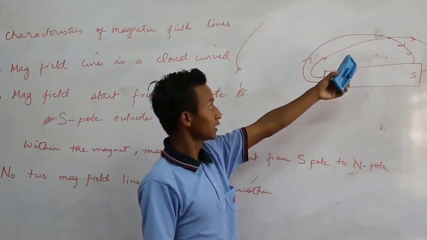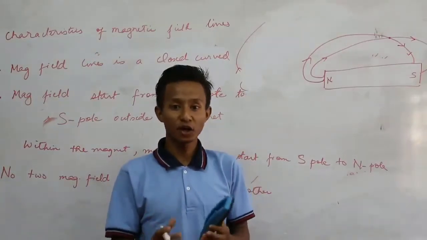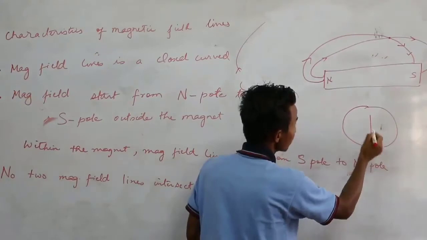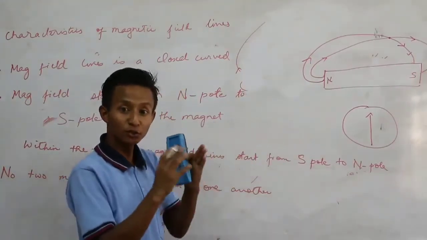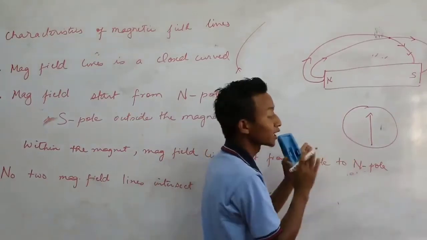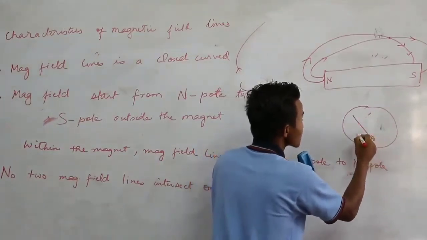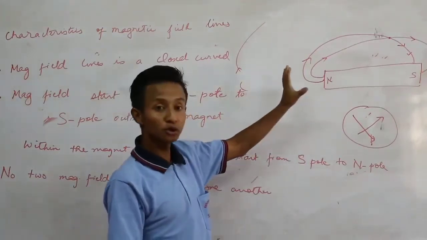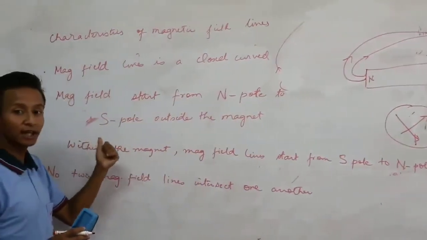Is that possible? Let me give you one example. Suppose you are the captain of a ship in the middle of the sea, and you have with you a magnetic compass. This is the north, or this is the south, and this is the north. Will you expect that this magnetic needle will break into two and give you two directions? Is that possible? No, right? So we can conclude here that no two field lines will intersect one another. That is a characteristic of magnetic field and magnetic field lines.